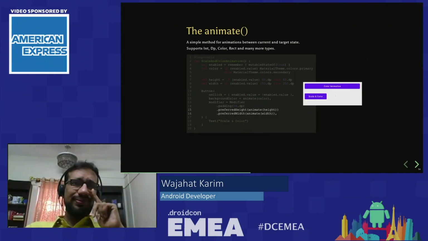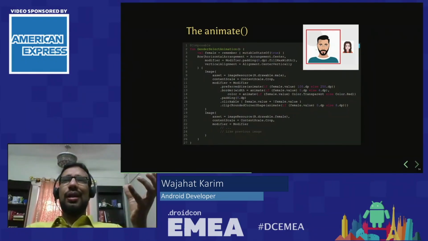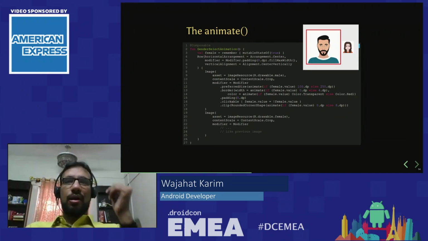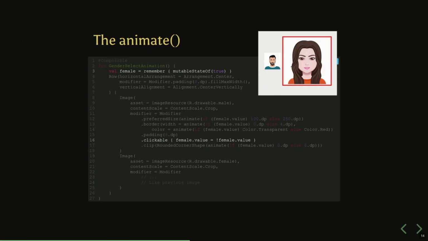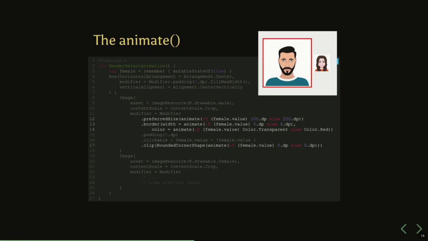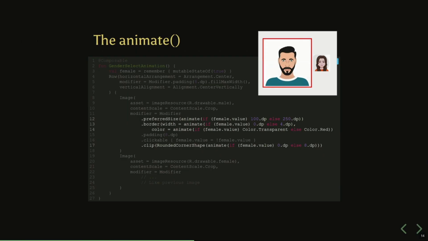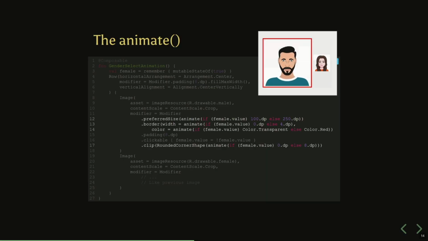Let's see. You can see that I have created a simple gender selection box here, like select gender, male, female, something like that. I have a state, true or false, and then I have a row with both boxes in the images, and I have only used that state variable here, like preferred size animate, if true 100, otherwise 250.